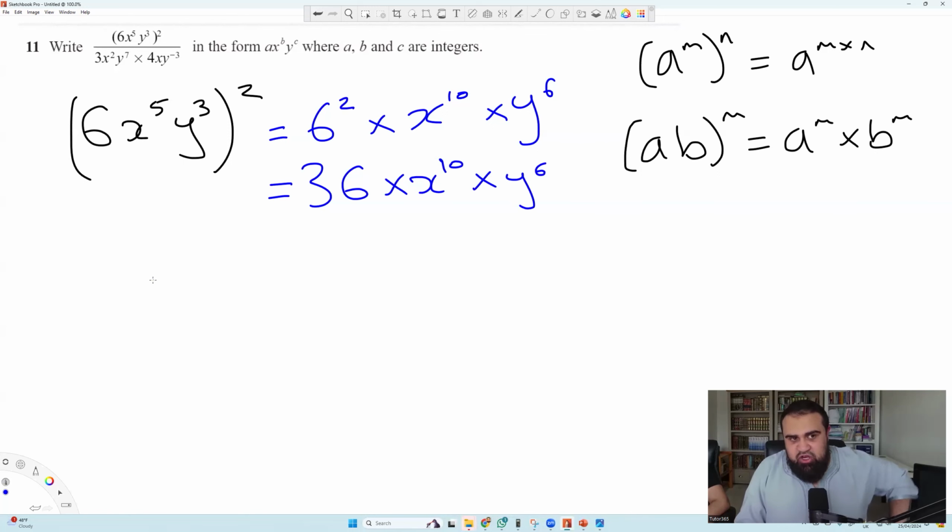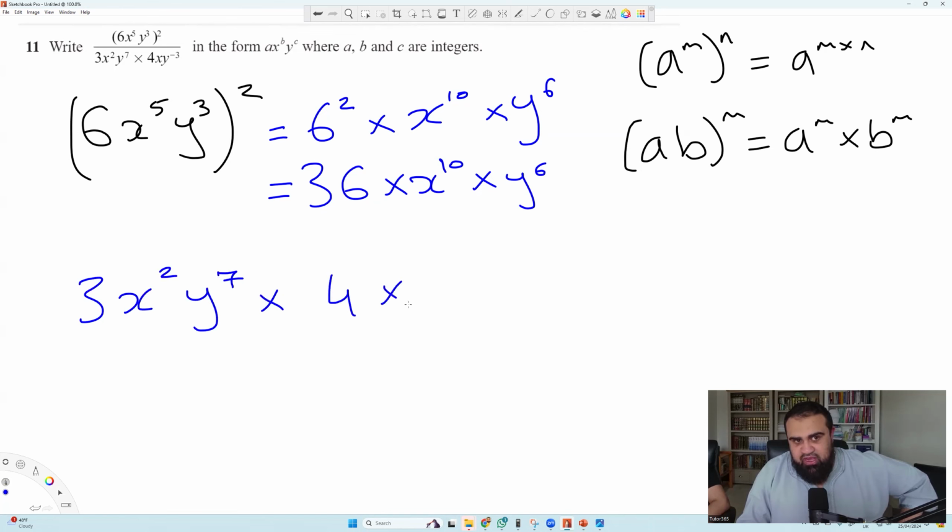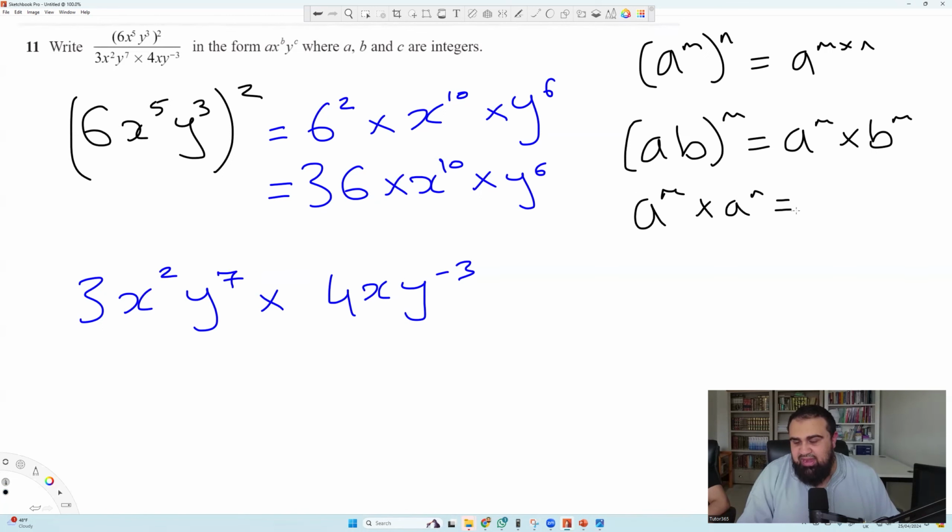Now we have to deal with the denominator. So the denominator is 3x to the power of 2 times y to the power of 7 times 4 times x to the power of 1 times y, to the power of minus 3. Okay? So now what do we do now? Well, you need to remember 2 other index laws. The first one is a to the power of m times a to the power of n gives you a to the power of m plus n.